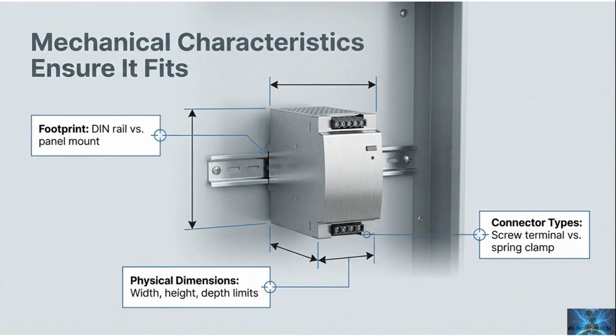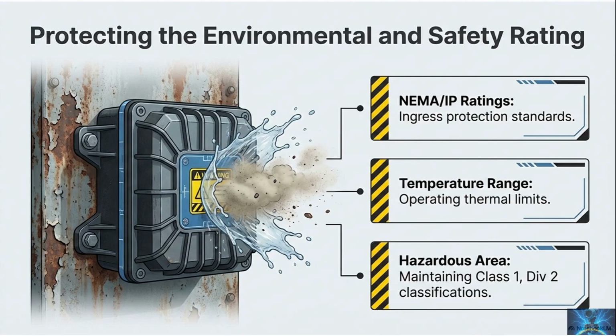Mechanical characteristics. Ensure it fits. Electrical match is not enough. The replacement also has to physically fit the installation. Check the footprint, whether it mounts on a standard mounting rail, often called DIN rail, or directly to a panel. Then confirm the width, height, and depth constraints, and make sure the connector style matches what your technicians can actually land reliably.